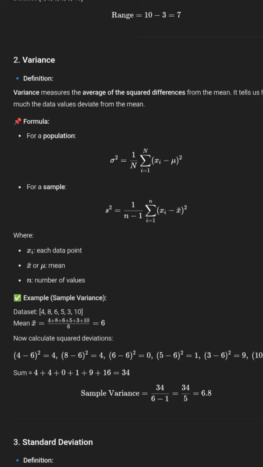For a population, sigma squared is equal to 1 upon capital N, summation from i equal to 1 to N, in the bracket xi minus mu, whole bracket squared. For a sample, the formula is s squared equal to 1 upon n minus 1, summation of (xi minus x bar) squared, where xi is each data point, x bar or mu is the mean, and n is the number of values.